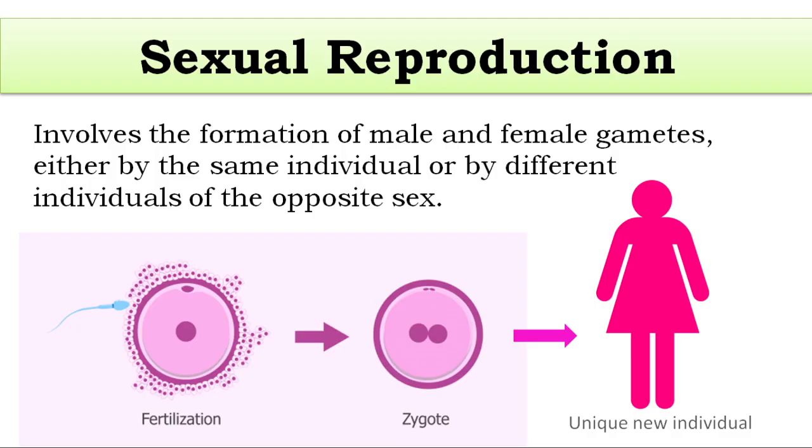Okay, so sexual reproduction, what did I tell you about sexual reproduction? It involves the formation of male and female gametes. Now, here, these male and female gametes can be produced either by the same individual or by different individuals of the opposite sex.